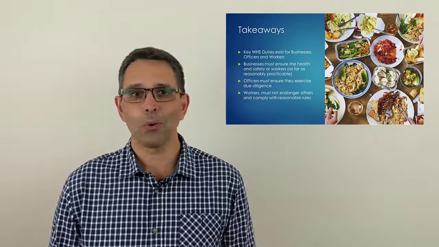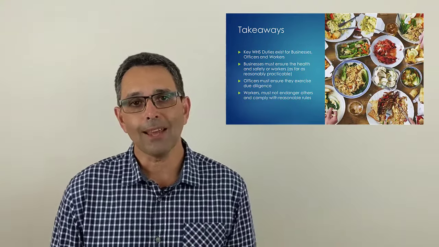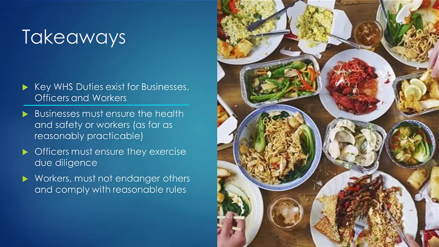So there we go. A very quick summary of the health and safety duties under the Australian Work Health and Safety legislation. Key takeaways are that we have key duties for businesses, officers, and workers. Every business must ensure the health and safety of its workers so far as reasonably practicable. That's the key overarching duty of them all. If you're an officer within a business, i.e. a person who has significant control, then you must exercise due diligence. And if you're a worker, you must make sure that your actions don't adversely affect the health and safety of others, and that you comply with reasonable policies, procedures and instructions.